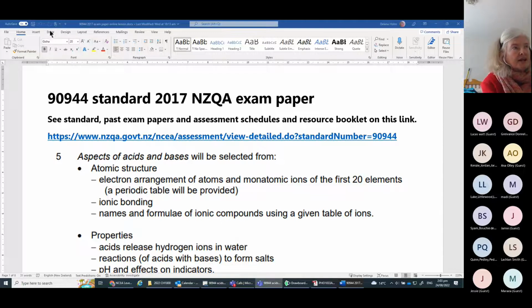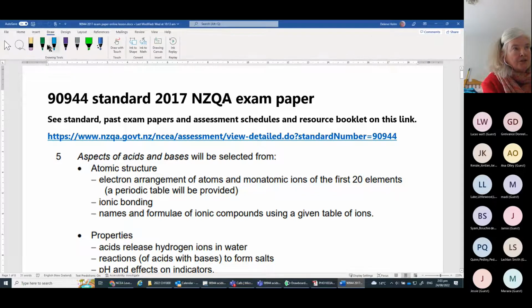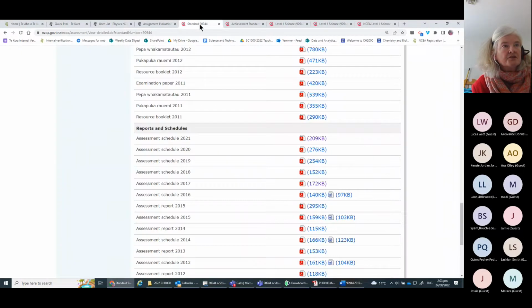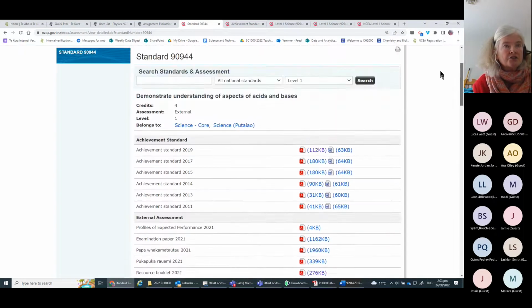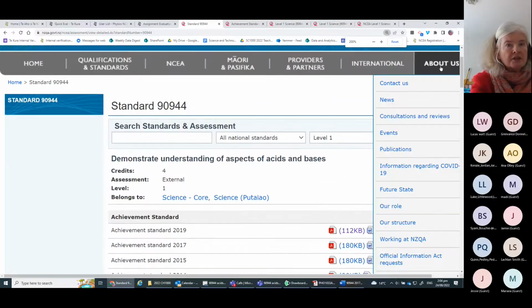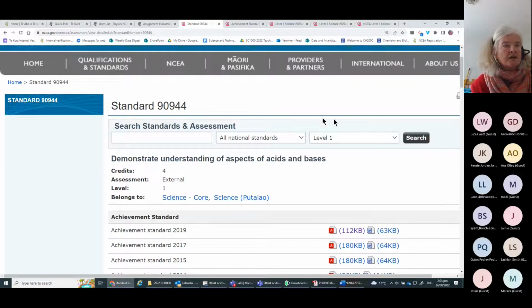You'll notice, again, like what we did last time, you can get all the past papers and the assessment schedules and so on if you just Google 90944 and NZQA. So to show you what I've got here, this is where I've Googled it. It's obviously a little bit too small for you to see at the moment, I'll make it a little bit bigger.